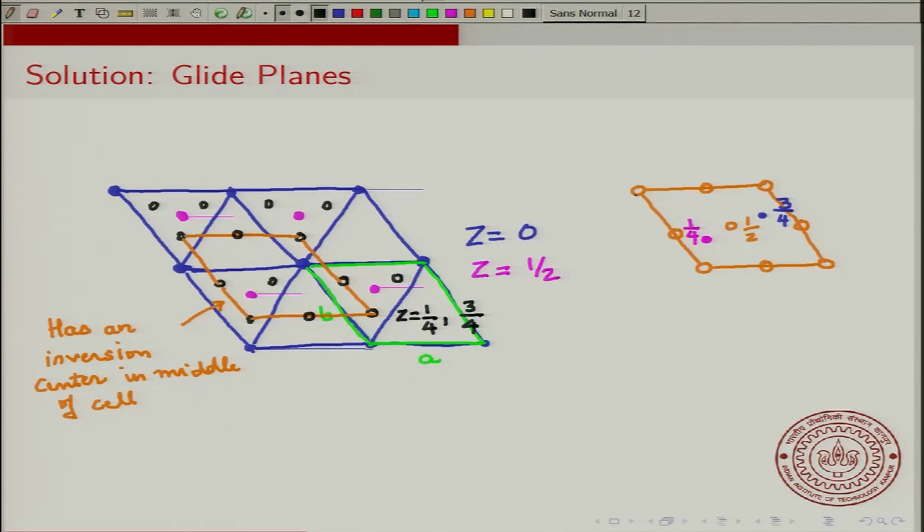Now there is a glide plane. If you take a glide plane, let me extend this cell, then the glide plane will become clear. So, we will extend it here. And this point will come right here. And you will have this point that is right here.